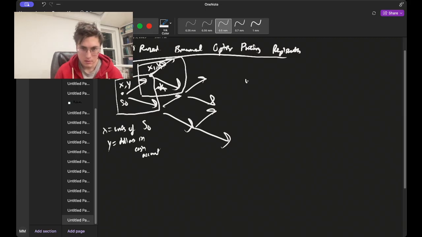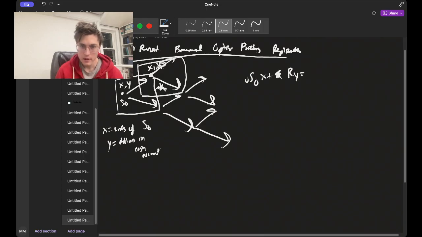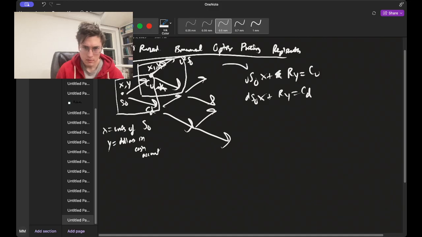So this one would solve u S0 x plus r y is c_u, if this is c_u, and d S0 x plus r y is c_d, if c_d is here. But now if we're here, then this possibility is u squared S0. So this equation will look totally different. And this one is just S0, so there will be no d here. And this payout as well will be different, right? Because this is a different value from these ones.